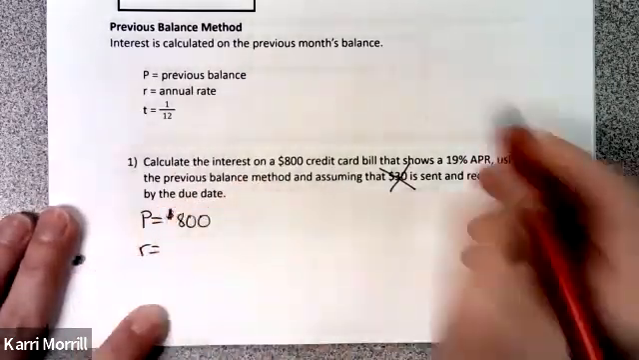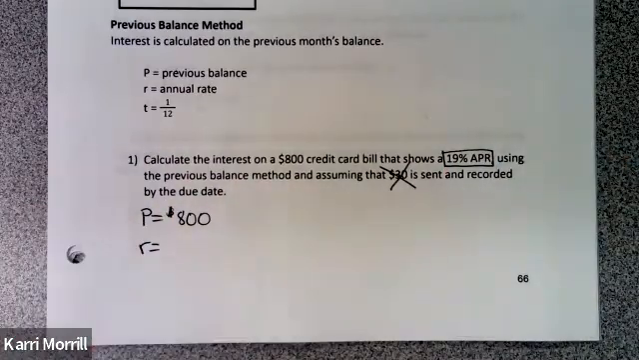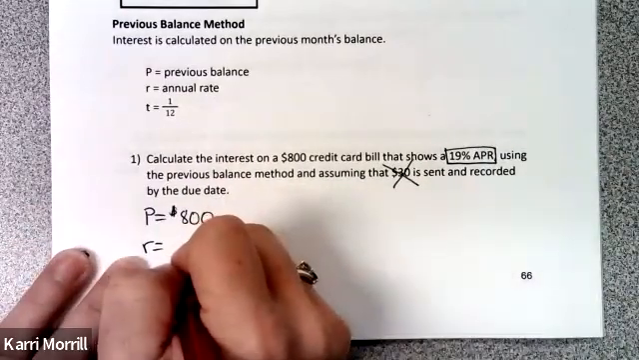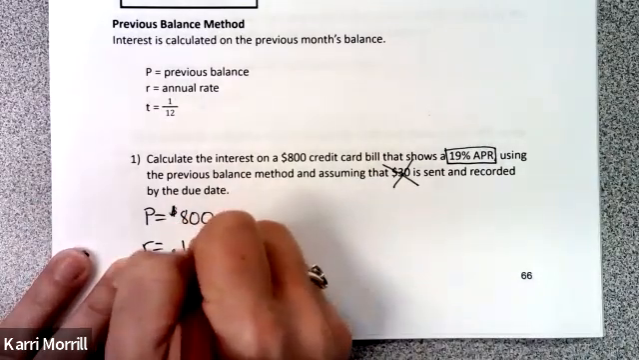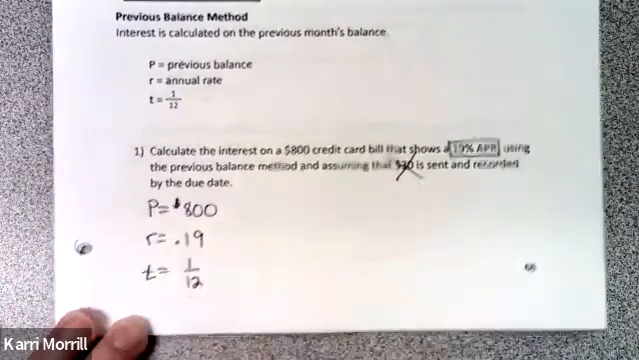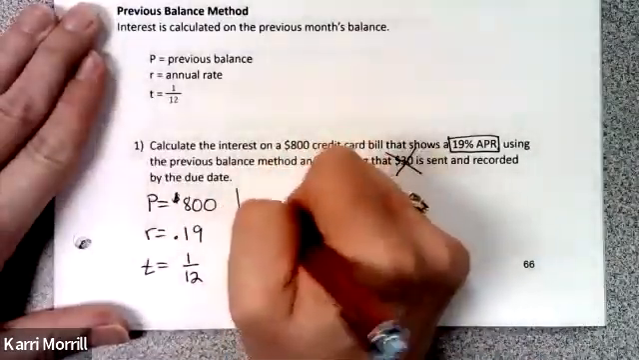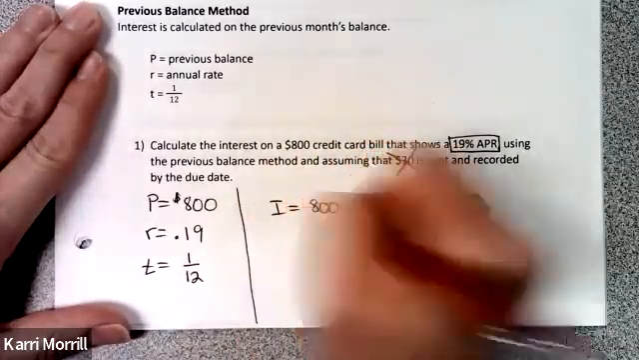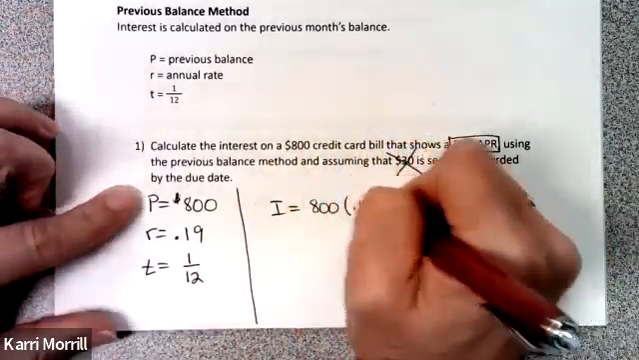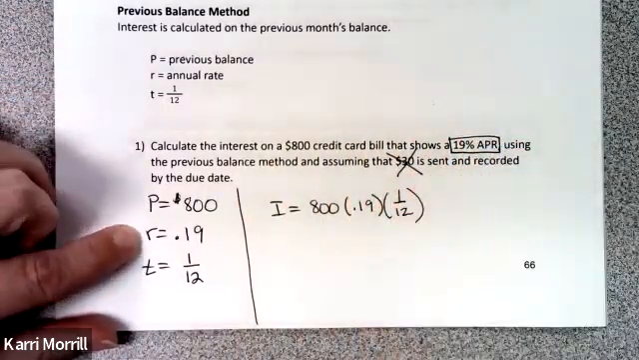They tell us the rate is 19%. So you do use the APR rate because it's credit cards. That's the rate you're plugging into your simple interest formula. That's 0.19. Now our time in credit cards is always going to be 1 out of 12 because it's monthly. So to figure the interest that would be calculated on that bill, we would take 800 times 0.19 times 1 out of 12, or 1 over 12.